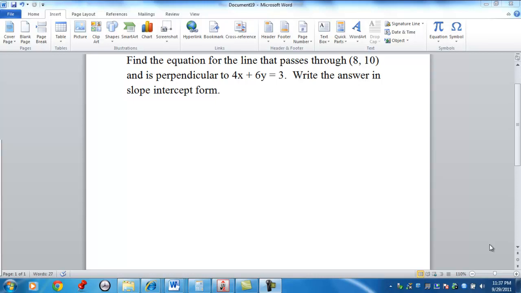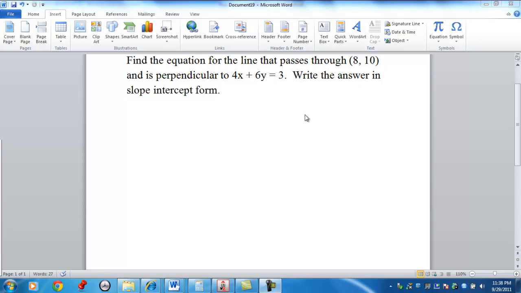Hello, my name is Tim Manzke, and I'm going to go through a math problem where we're going to find the equation of a line that passes through the point a comma 10 that is perpendicular to the equation 4x plus 6y equals 3. And we're going to write this answer in slope-intercept form.